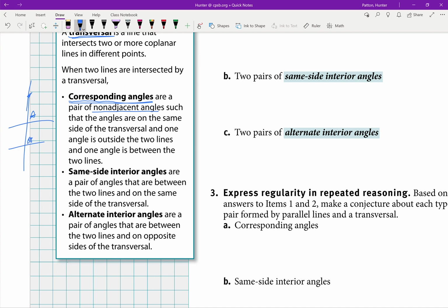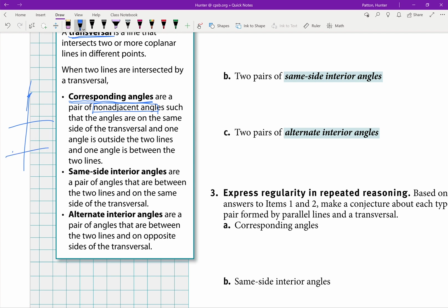I'm going to choose that right there. Why couldn't it have been this one? It cannot be this angle where the arrow is because of the fact that they are non-adjacent. Non-adjacent is the key there. That gives us that the only choice for an angle corresponding to this one has to be that one.